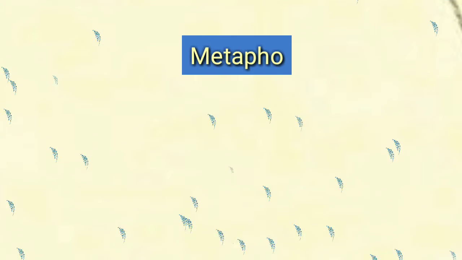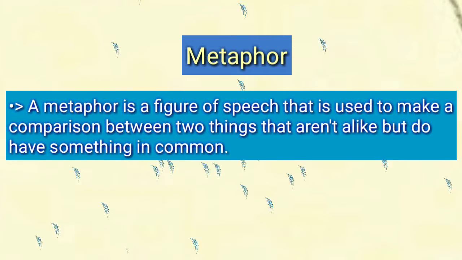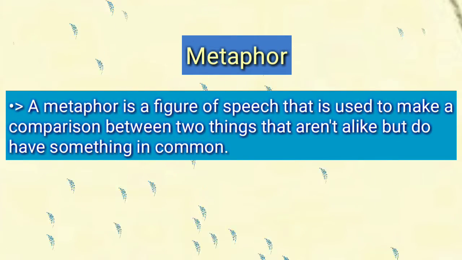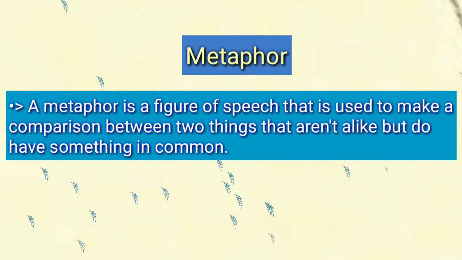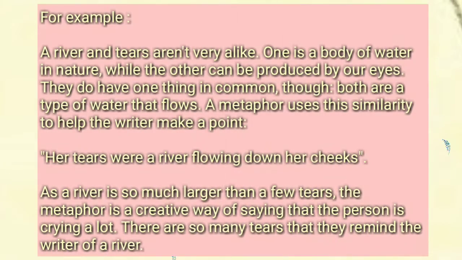Second, metaphor. A metaphor is a figure of speech that is used to make a comparison between two things that are not alike but do have something in common. For example, a river and tears are not very alike. One is a body of water in nature, while the other can be produced by our eyes. They do have one thing in common: both are a type of water that flows. A metaphor uses this similarity to help the reader make a point.